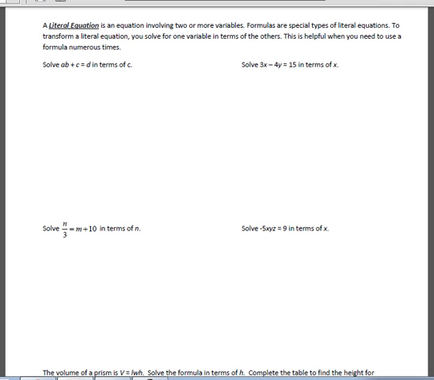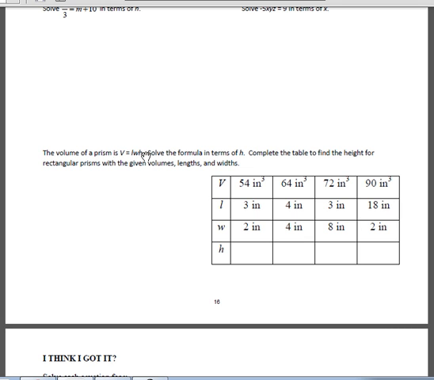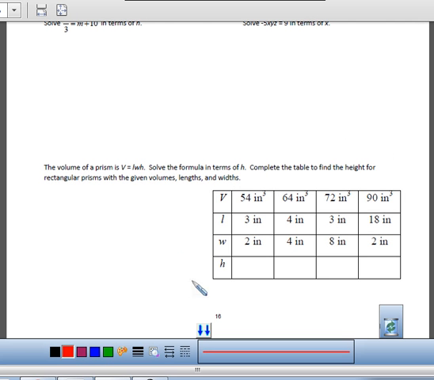Now the last thing on this page talks about filling in this table. The volume of a prism is V equals length times width times height. Solve the formula in terms of H. Complete the table for height for a rectangular prism with the given volumes. So you're going to find the height for all of these. If you figure them out, well, I'll give you a hint. The answer for the first one is 9 inches.